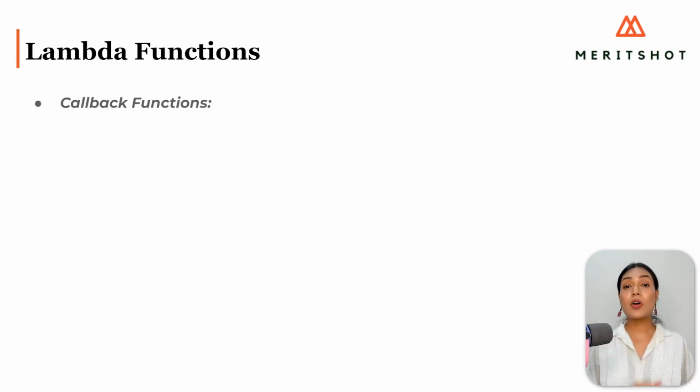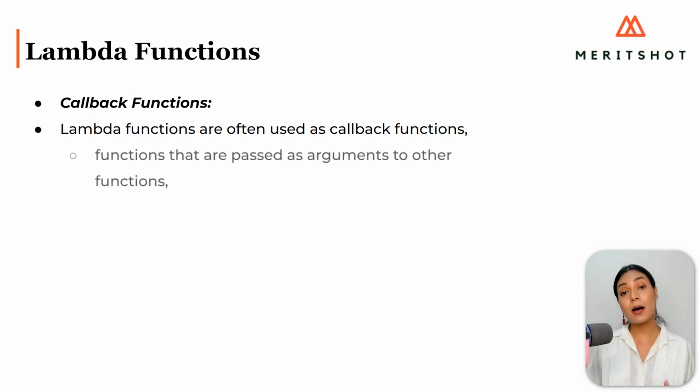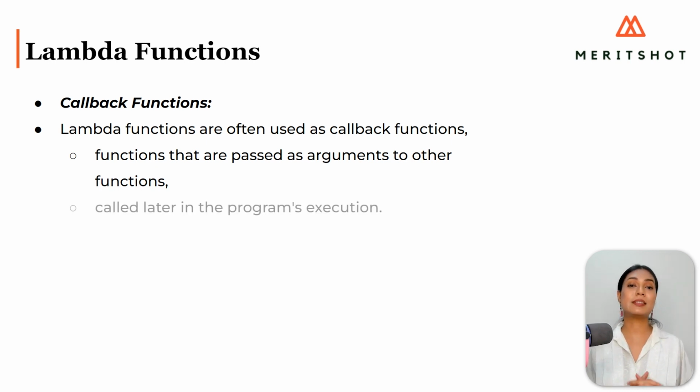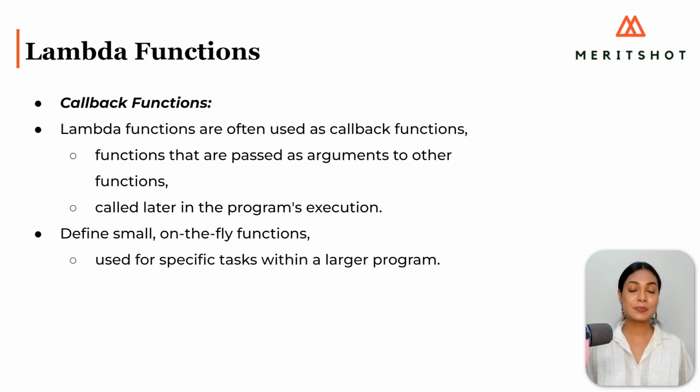Number four, callback functions. Lambda functions are often used as callback functions, which are functions that are passed as arguments to other functions and are called later in the program's execution. They provide a way to define small, on-the-fly functions that can be used for specific tasks within a larger program.